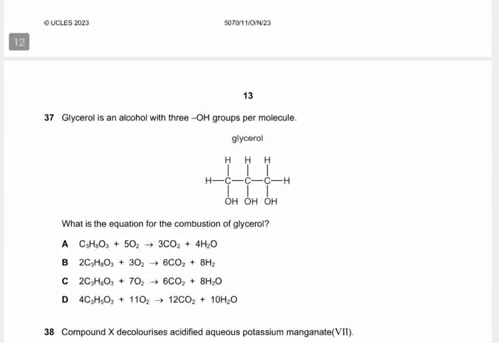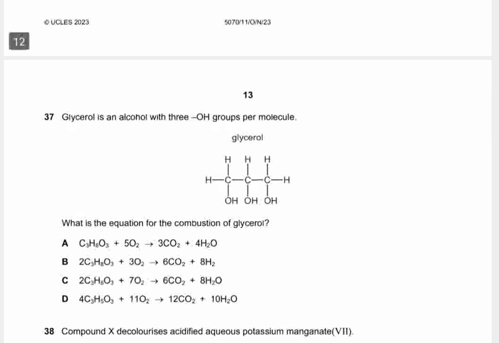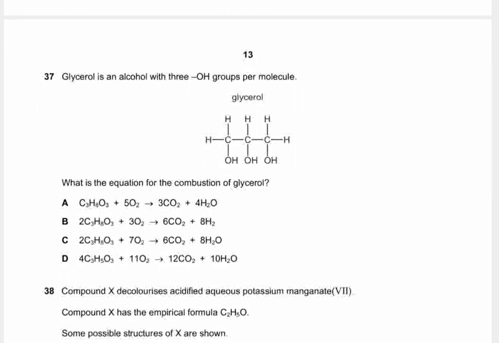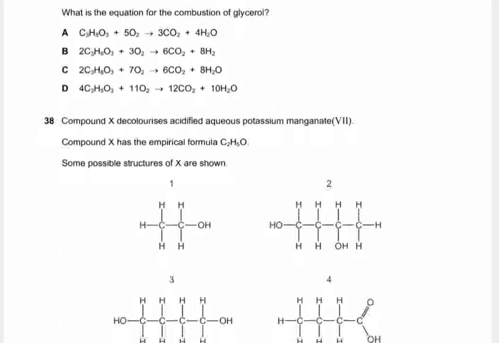Glycerol is an alcohol with three hydroxyl groups per molecule, and the equations are given to you, and you need to pick the combustion of glycerol equation which is balanced. So if you go through the equations, you can clearly see that the C option is the correct one. Two molecules of glycerol react with seven molecules of oxygen, giving you six molecules of carbon dioxide and eight of water.